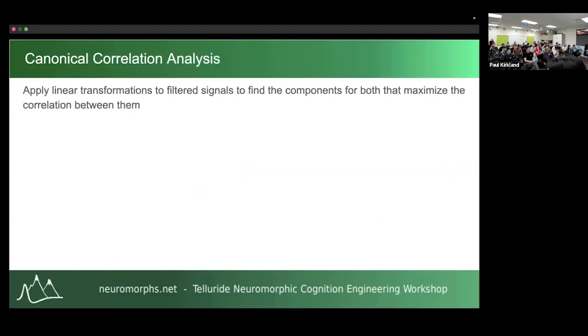Okay, canonical correlation analysis is another type of linear decoding, denoising technique that has been developed for EEG by Alain de Cheveigné, Daniel Wong, and Giovanni Di Liberto, and probably other people I forget, including here in Telluride. And the idea is to apply a linear transformation to filter two signals, to find the components in these two signals that maximize the correlation between them.